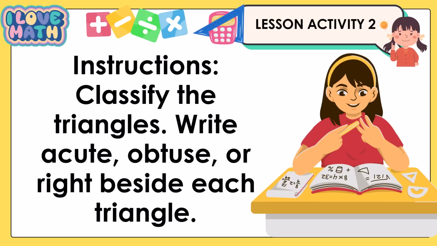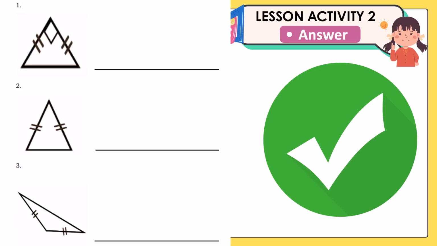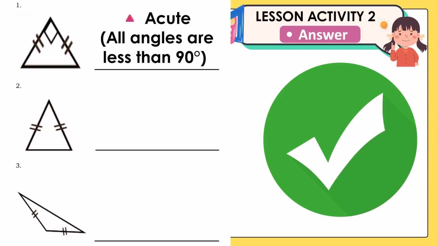Instructions: classify the triangles. Write acute, obtuse, or right beside each triangle. Here's numbers 1, 2, and 3. Let us answer. First triangle, acute. All angles are less than 90 degrees.